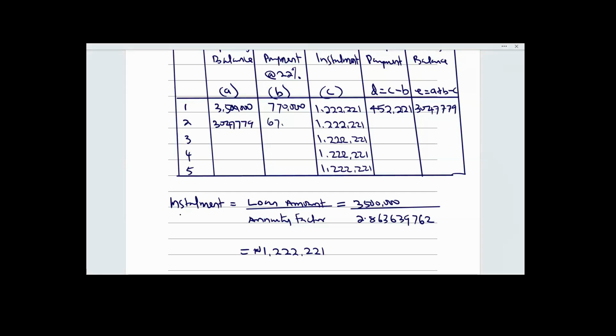670,511. That's the interest. Then to now get the principal repayment, I will just minus what I have on my calculator. 1,222,221 minus 670,511. Let me confirm. The principal repayment is 551,710. Yes, 551,710 is correct.